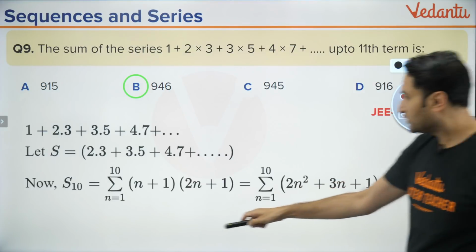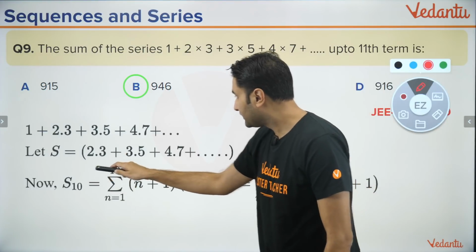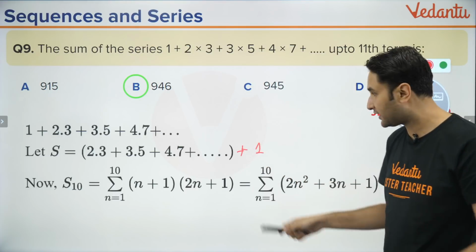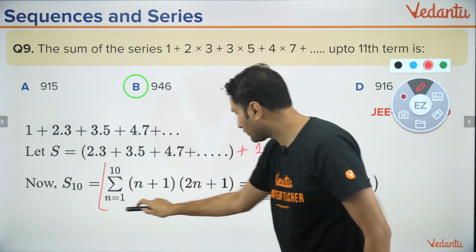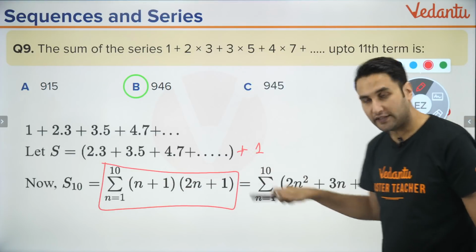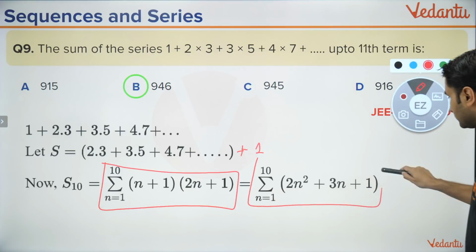फिर से वही आ गया. तो क्या हो गया? S10, ठीक है. So the question was, there is a plus 1 here. बाद में 1 को ऐड कर देंगे, we'll add it later. So this is what we are going to solve. Right? क्या करो? Multiply this. तो you will get this.